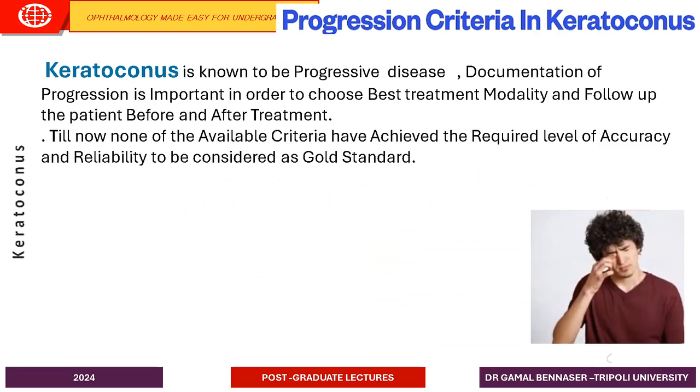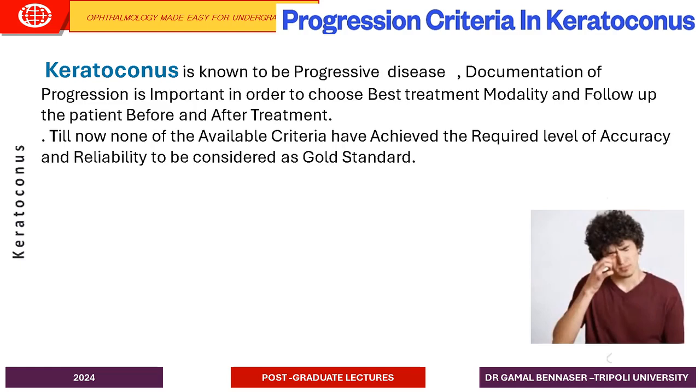Now, keratoconus is known to be a progressive disease, and documentation of progression is important in order to choose the best mode of treatment, and also for the follow-up of the patient. This is very important because keratoconus is progressive, so it is not just early detection or treatment that we need to offer the patient, but we also have to document the progression of the disease so that we can arrest it.